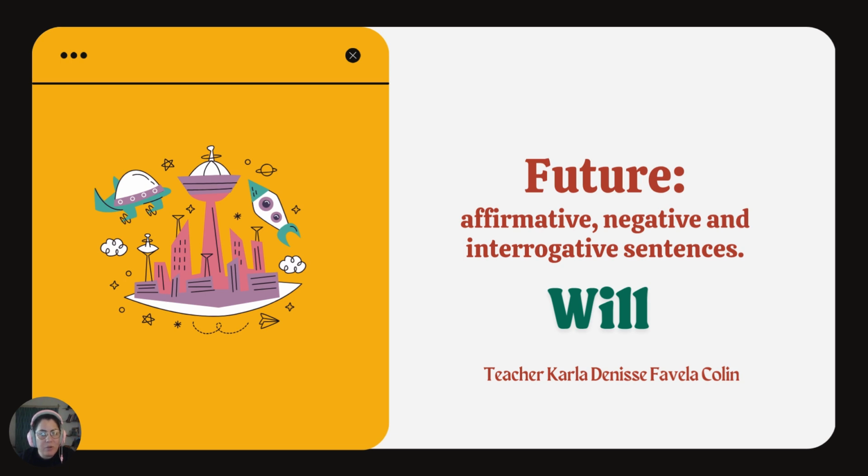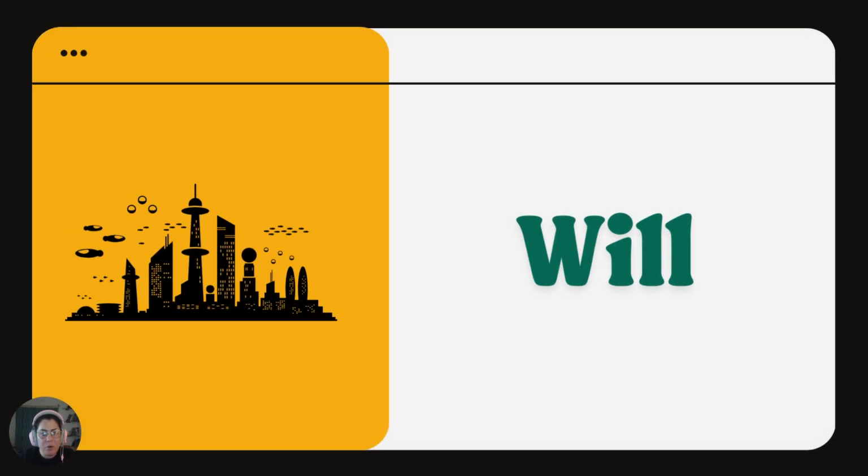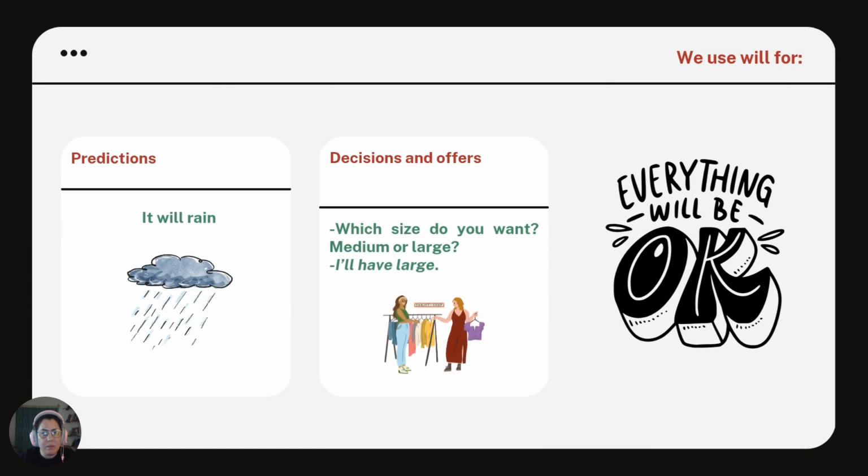Well, today we're going to talk about tense and we're going to talk about the future with will. As you know, there are two forms of future. One is will and the other one is be going to. Today we are going to talk about will. Then, when do we use will?